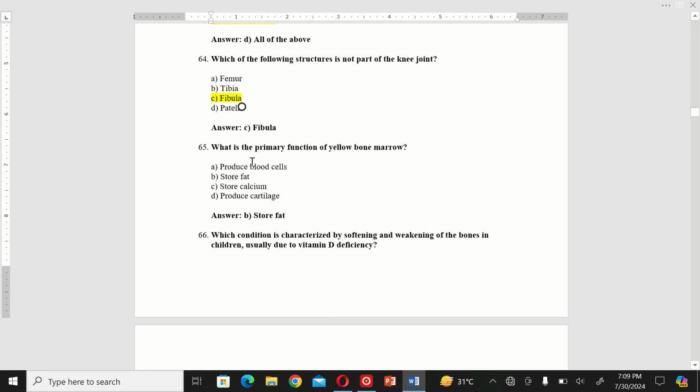The next MCQ is what is the primary function of yellow bone marrow? A. Produce blood cells, B. Store fat, C. Store calcium, and D. Produce calcium cartilage. So the correct option is B.